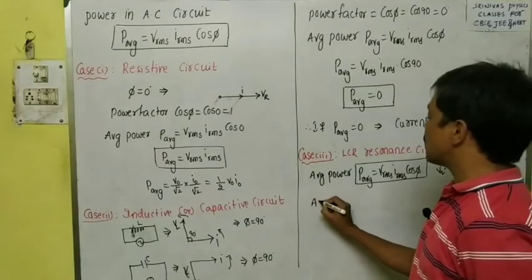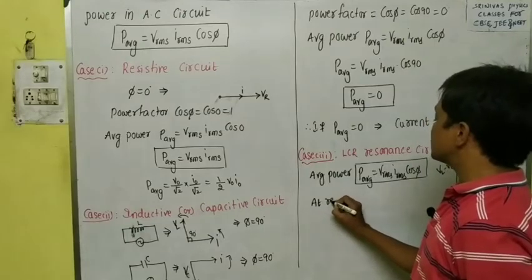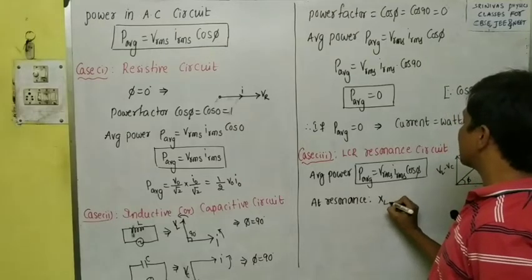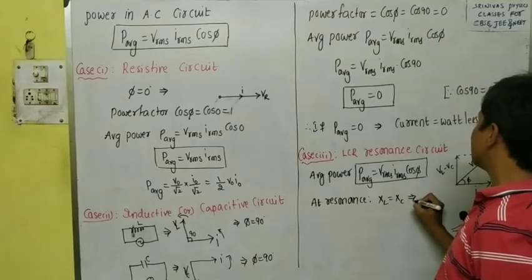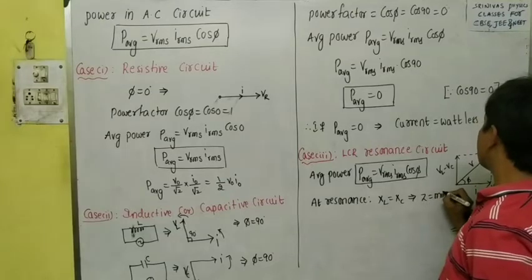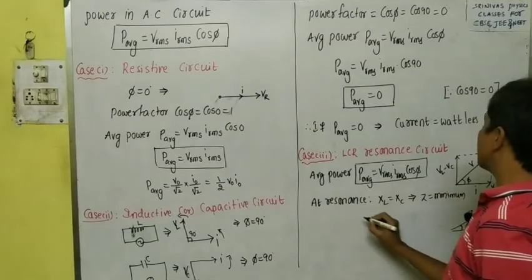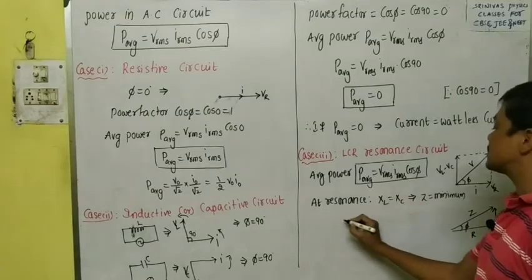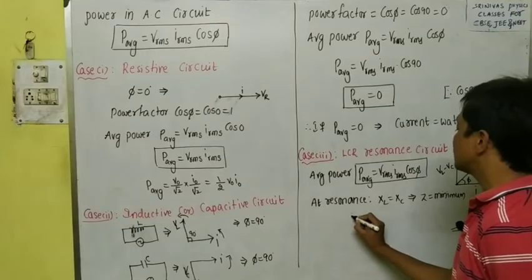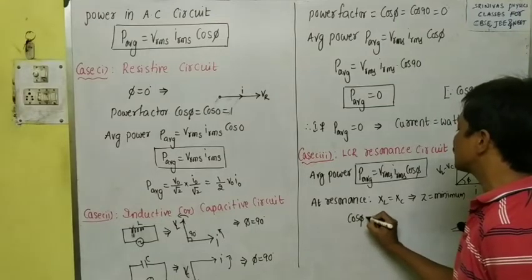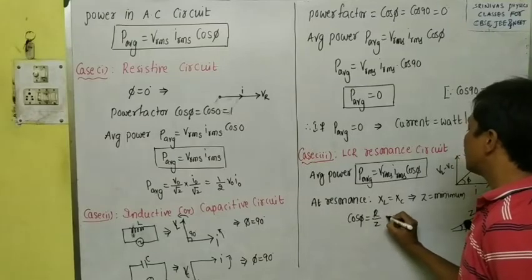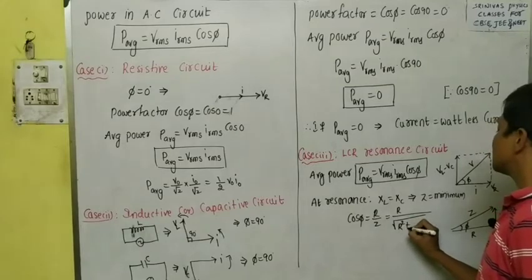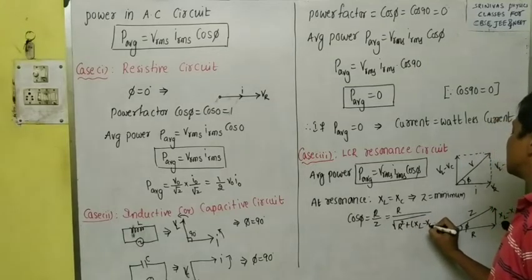But at resonance, what happens? At resonance, we know that the condition is XL is equal to XC, and Z should be minimum. The current should be maximum. Then if XL is equal to XC, what happens to the power factor? Then we know the power factor is cos phi equal to R by Z, but Z is under root of R square plus XL minus XC whole square.